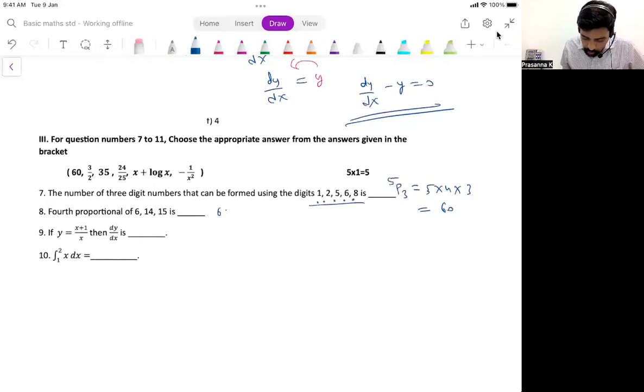Then find the fourth proportional of 6, 14, 15. So I will write like this: 6 is to 14 as 15 is to x, and product of extremes will be equal to product of means. Simplify this, you will get x as 35.